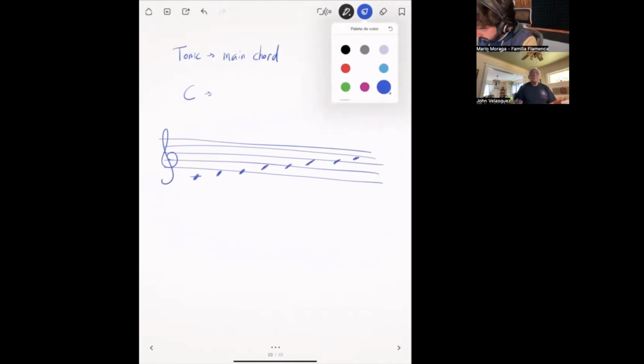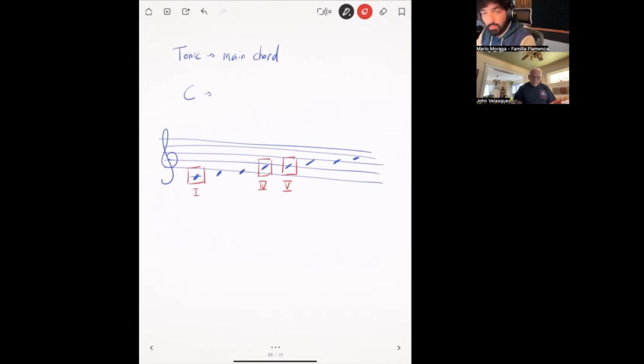Remember that we have the main chords on a scale. The tonic, the first grade. We also have the dominant, which is the fifth, and the subdominant, which is the fourth. So the 251 is a sequence that we can use to arrive at any chord.